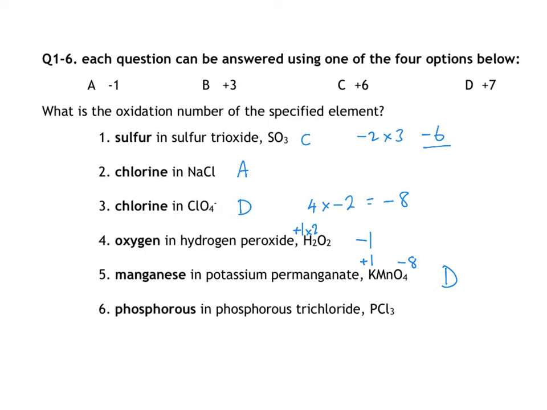And then number 6, phosphorus is going to be +3, which is B, and that's because each chlorine is more electronegative than the phosphorus, so the chlorine will be -1 and the phosphorus will be +3. Hopefully those ones were relatively straightforward.